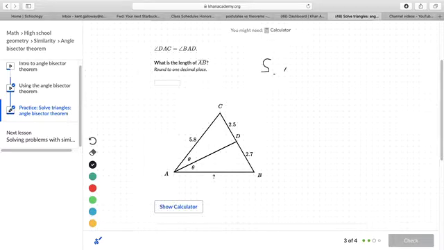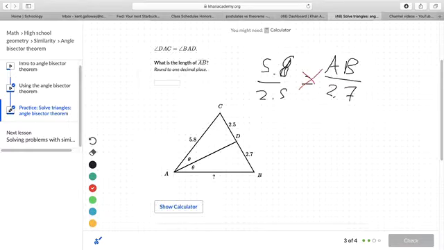We're going to have 5.8. Again, we recognize this is an angle bisector. All right, 5.8 divided by 2.5 is going to be equivalent to, in this one, we have the bigger one on top. Okay, so AB over 2.7. We're going to cross multiply again. I'll do this in a different color just to change it up. So we're going to do 2.5 AB equals, what's 5.8 times 2.7? 15.66.